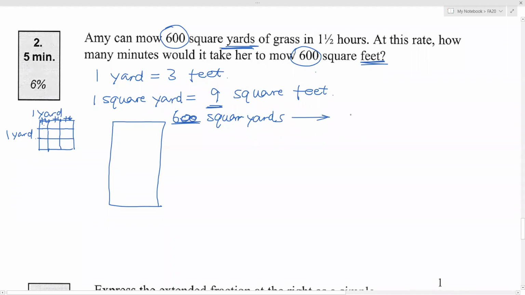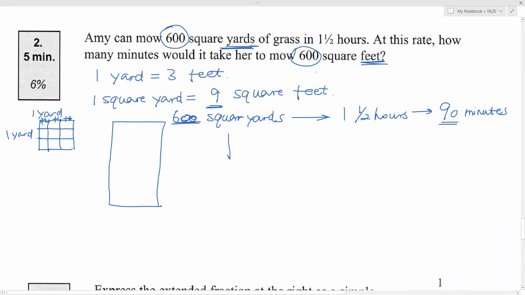Now you're taking 1.5 hours, okay? Which is how many minutes, guys? 90 minutes, right? That shouldn't be too hard. 1 hour is 60 minutes, half an hour, 30 minutes. The whole thing is 90 minutes, right? So the whole thing you take 90 minutes to mow.